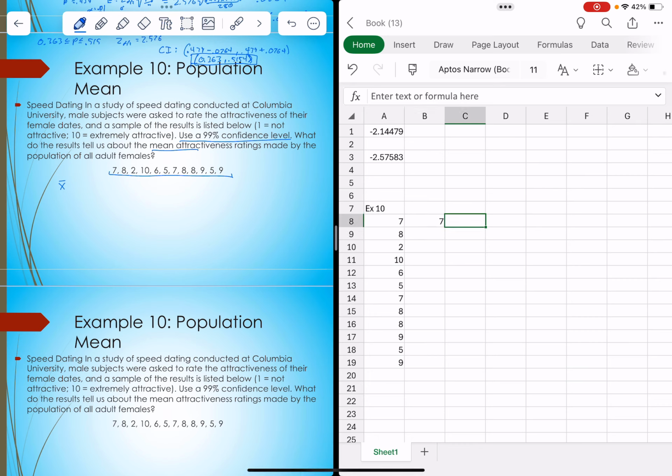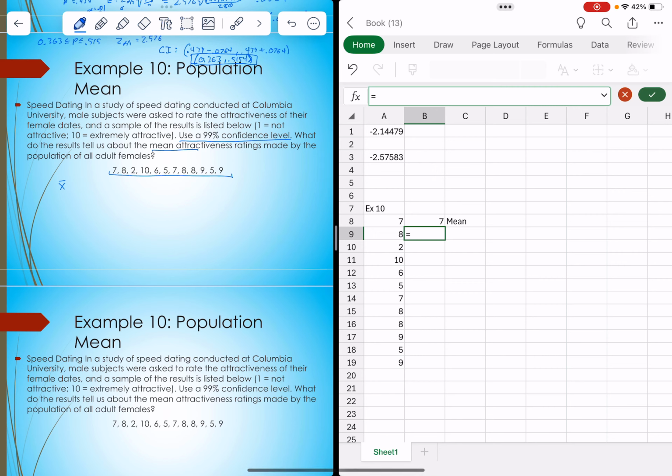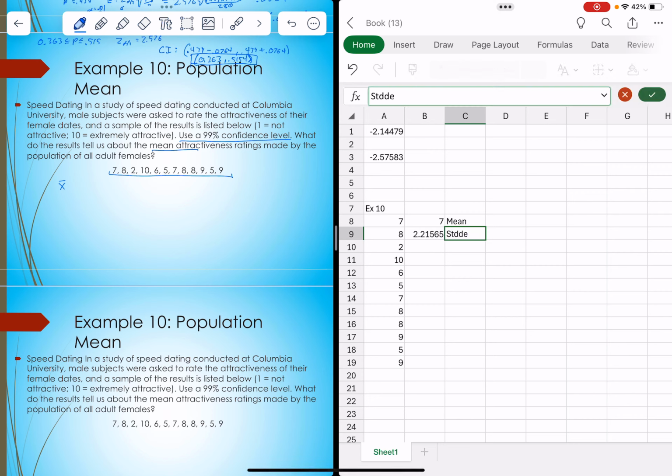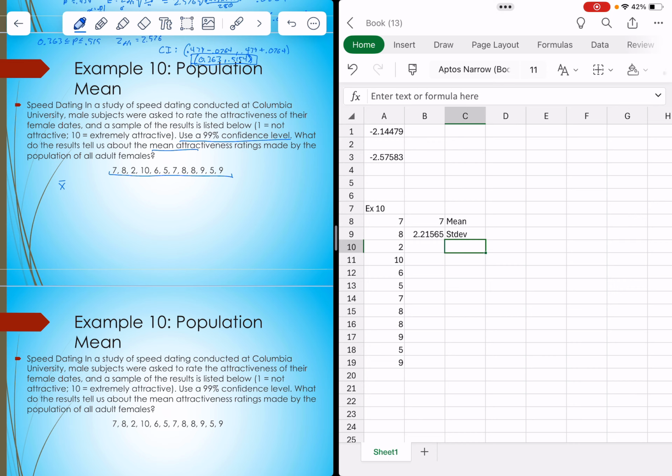Let me just go ahead and put that mean. Okay. Now for the standard deviation, that is going to equal stdev.s, which is for a sample. Go like that. Enter. And there's my standard deviation. All right, so I have that.